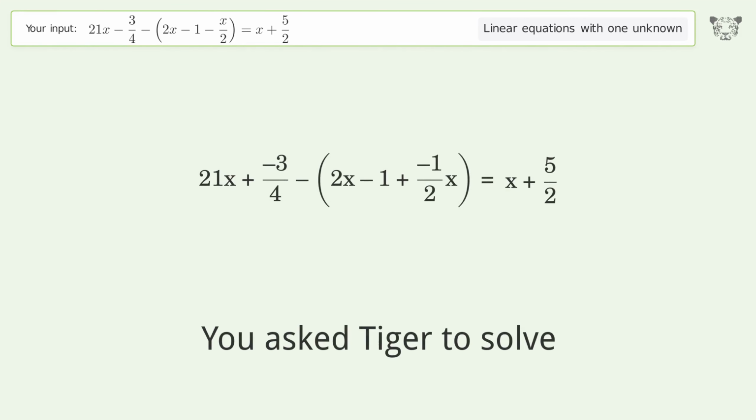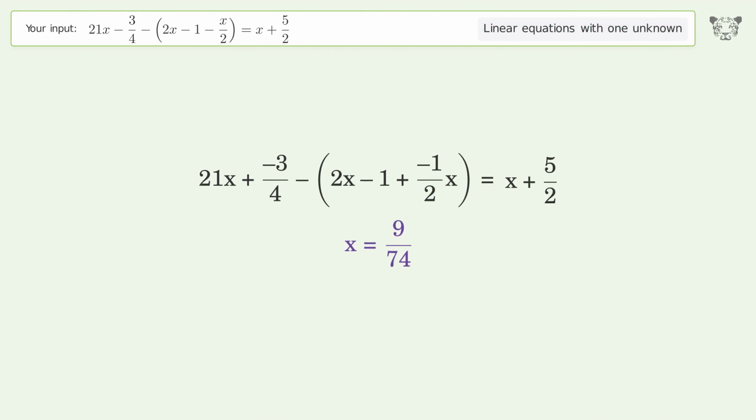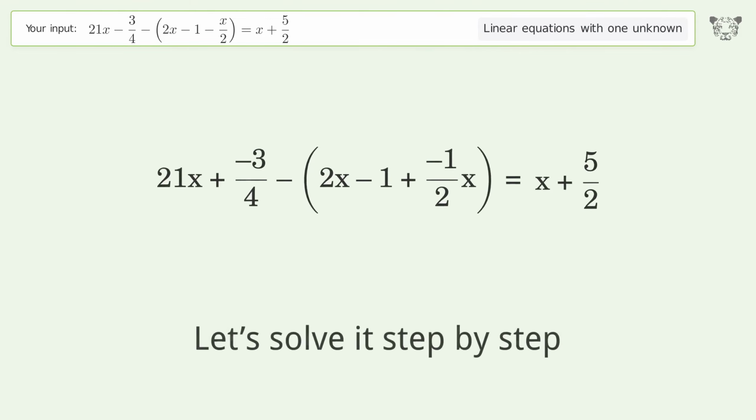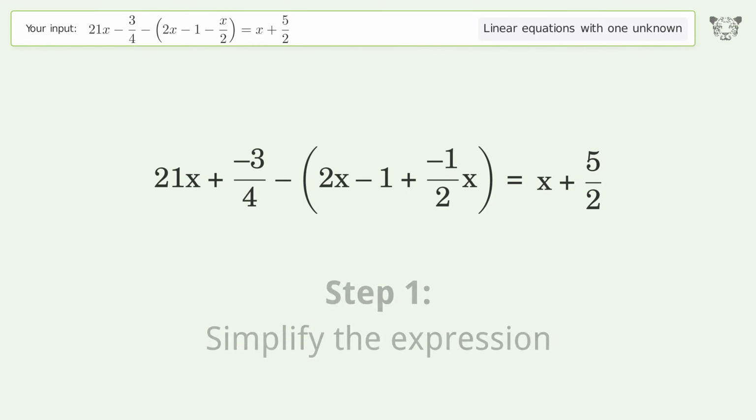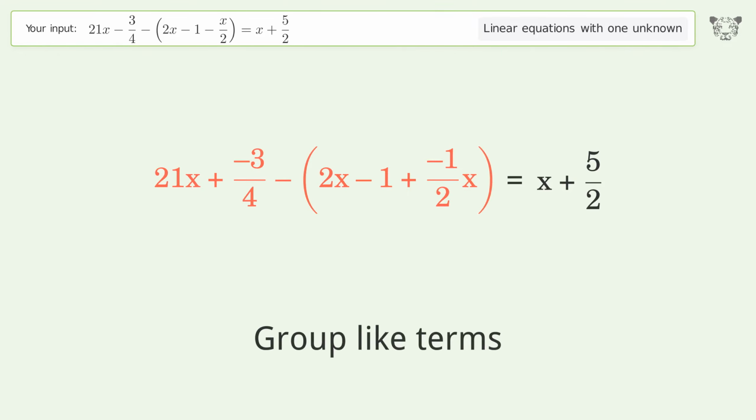You ask Tiger to solve. This deals with linear equations with one unknown. The final result is x equals 9/74. Let's solve it step by step. Simplify the expression. Group like terms.